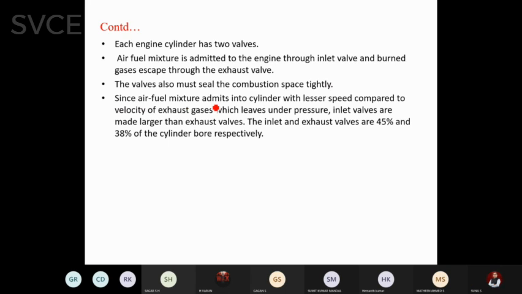In a petrol engine, air fuel mixture admits into the cylinder with lesser speed compared to the velocity of exhaust gases. So inlet valves are made larger than exhaust valves. Usually the diameter of inlet valves will be more as compared to that of exhaust valves. If you ask why, the air fuel mixture enters under vacuum. Whenever the piston moves downward, there will be a small amount of vacuum created, so that suction takes place. So the velocity of gases entering will be very low.